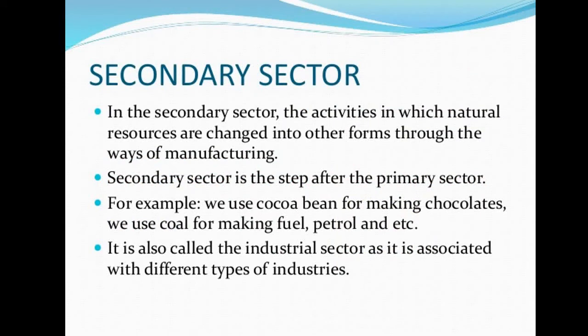Secondary sector. In the secondary sector, the activities in which natural resources are changed into other forms through the ways of manufacturing. Secondary sector is the first step after the primary sector. For example, we use cocoa beans for making chocolates, or we use coal for making fuel, petrol, etc. It is also called the industrial sector as it is associated with different types of industries.